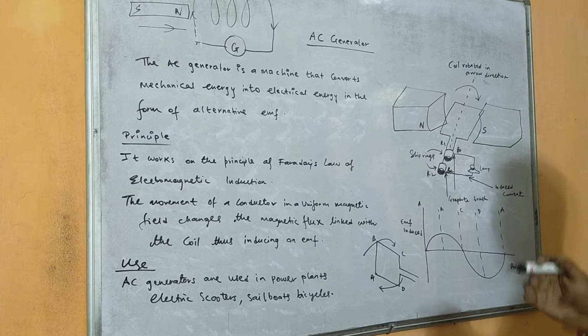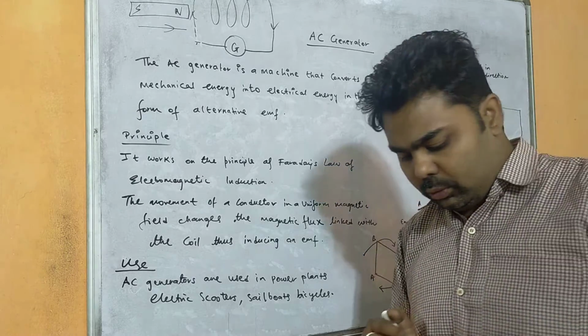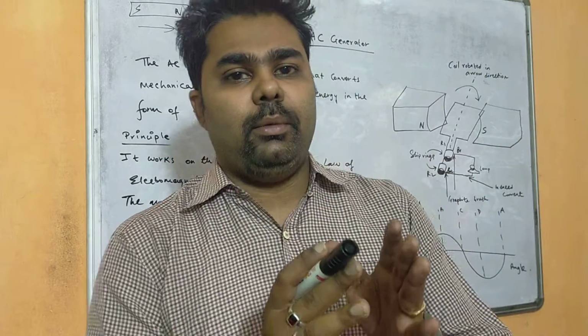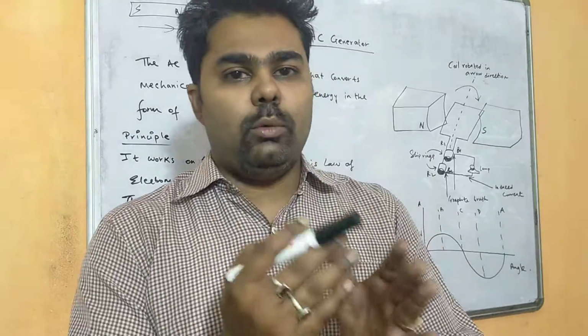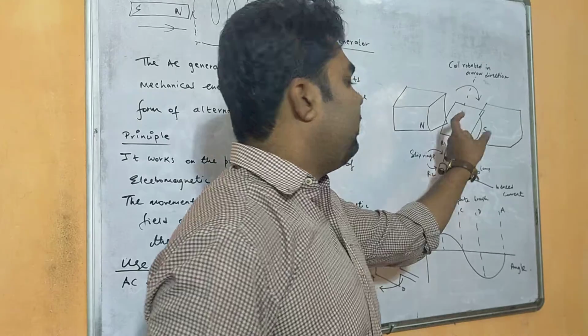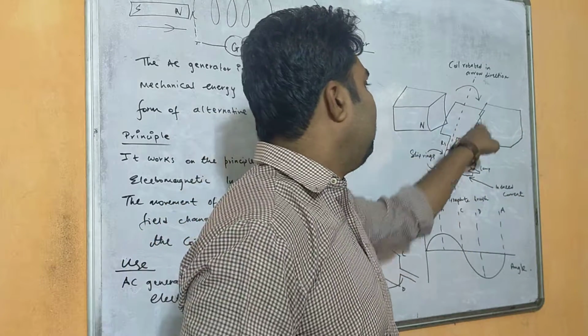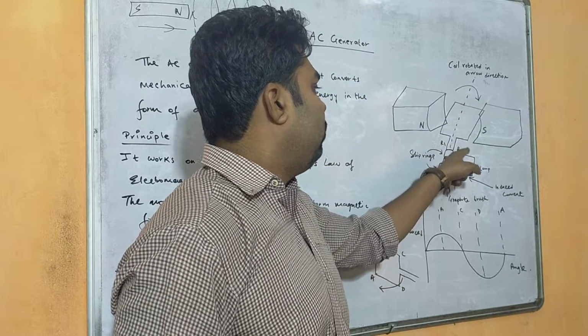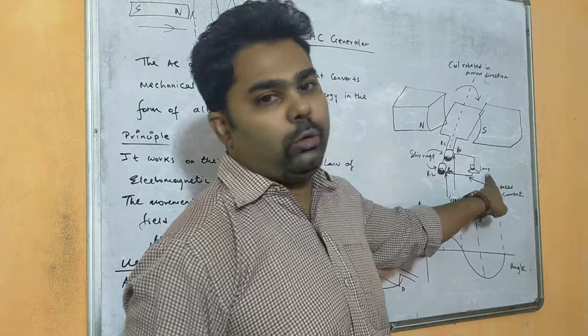Whenever the rectangular loop or armature frame is moved inside a magnet, it changes the magnetic field. Due to the change in magnetic field, an EMF is induced in the rectangular frame, and it is produced at the output.